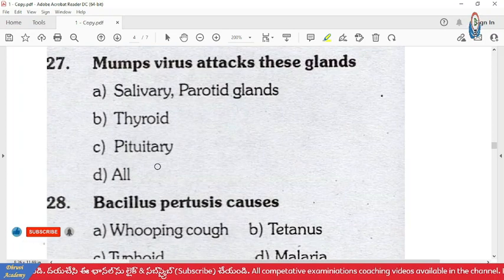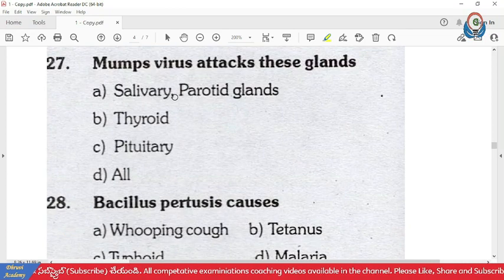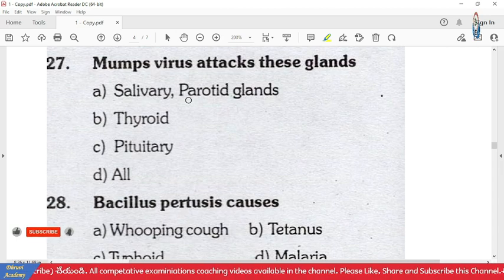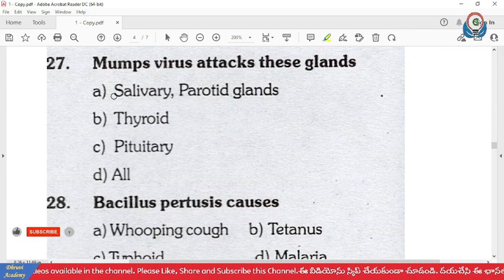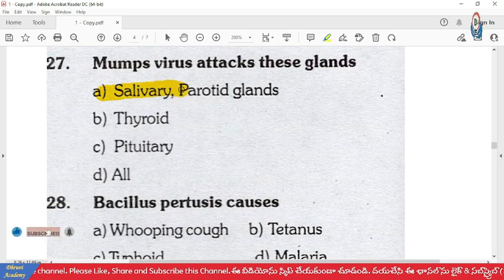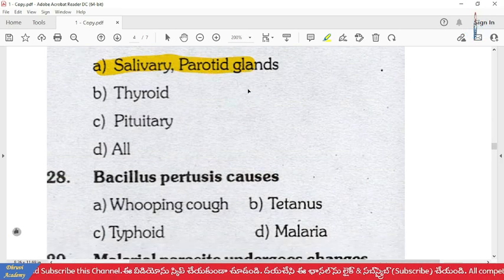Next, mumps virus attacks these glands. Which gland is it? Salivary, parotid glands, thyroid glands, or pituitary glands? Which is the correct answer? Its answer is salivary and parotid glands. Mumps virus attacks these glands.